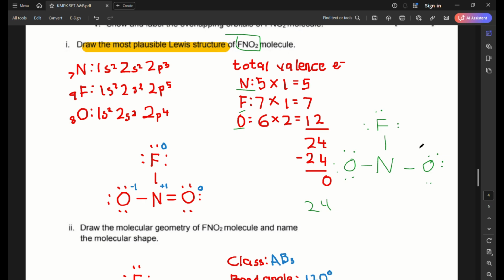So in order to stabilize it, we need to move one of the lone pairs to the middle, like this. When it's moved to the middle, it should be a double bond. So N single bond to F, double bond to O, and the other O with its lone pairs. One of the lone pairs is removed, so it's gone. Now we can recheck: 2 4 6 8, 2 4 6 8, 2 4 6 8, and the nitrogen is 2 4 6 8. That means all of it is now stable. Hence, this is the most plausible structure. Then we need to calculate the formal charges.